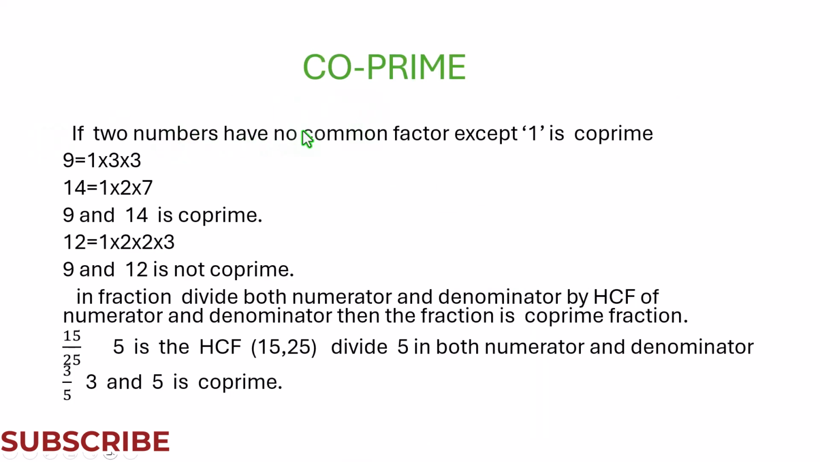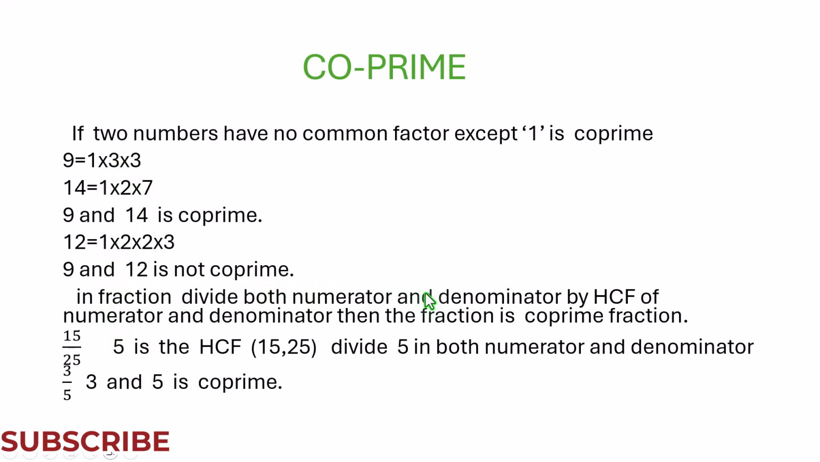Coprime: if two numbers have no common factor except 1, they are coprime. 9 factors: 1 into 3 into 3. 14: 1 into 2 into 7. 1 is the only common factor of 9 and 14, so 9 and 14 are coprime. 12: 1 into 2 into 2 into 3. In 9 and 12, 3 is a common factor, so 9 and 12 are not coprime.